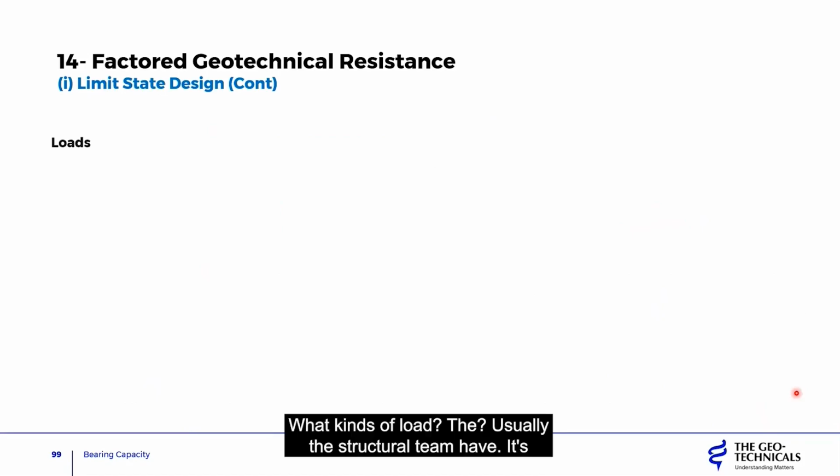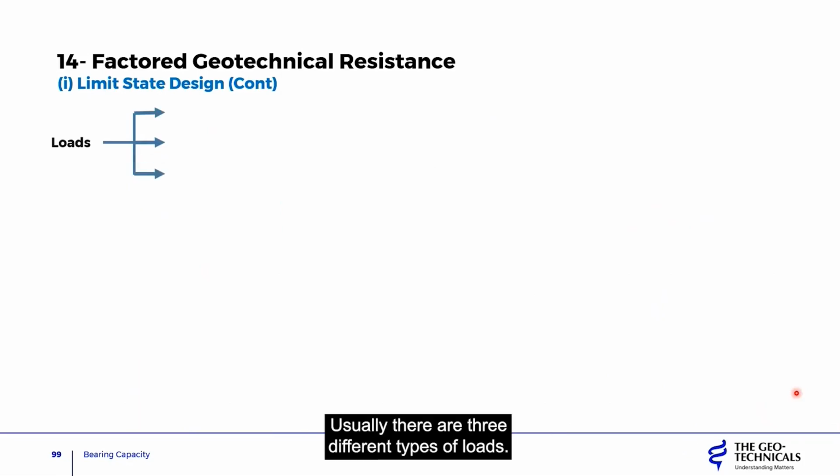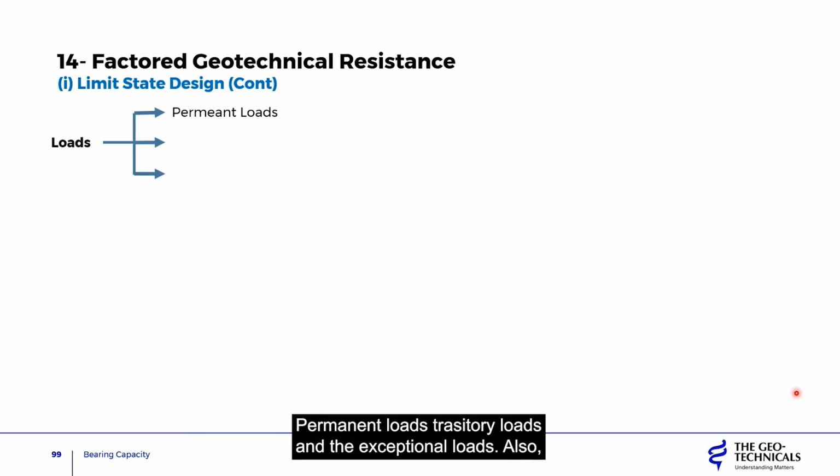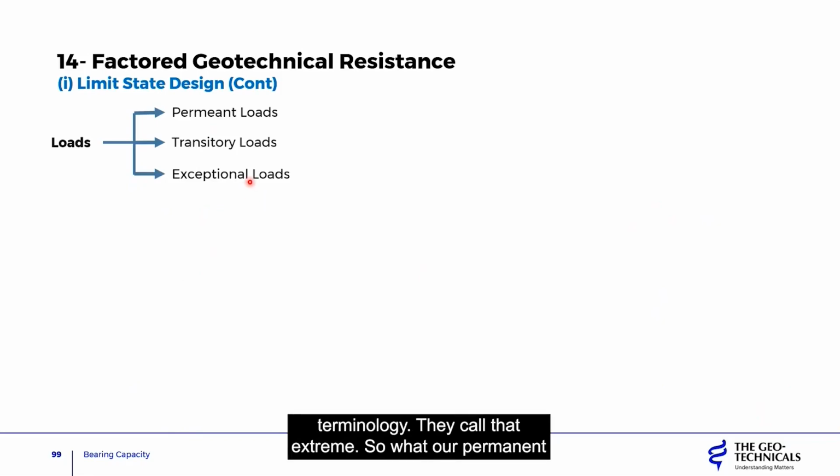What kinds of load does the structural team usually have? It's not a geotechnical part, but it's important to understand. Usually there are three different types of loads: permanent loads, transitory loads, and exceptional loads, or sometimes they call them extreme loads. That's the H2 terminology; they call it extreme.